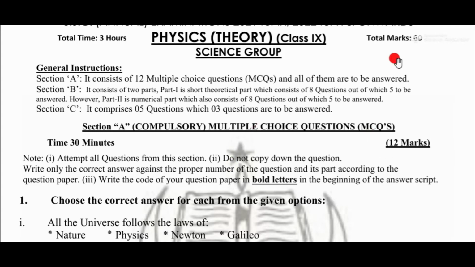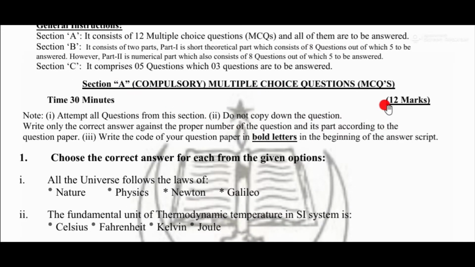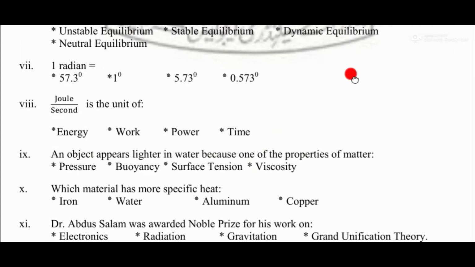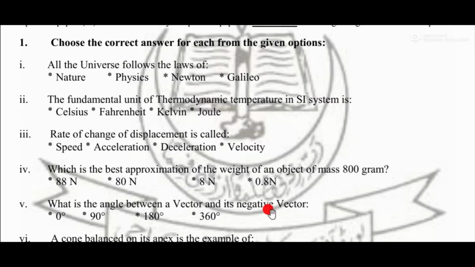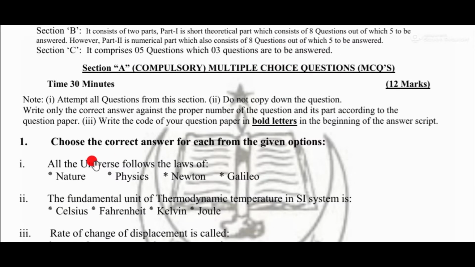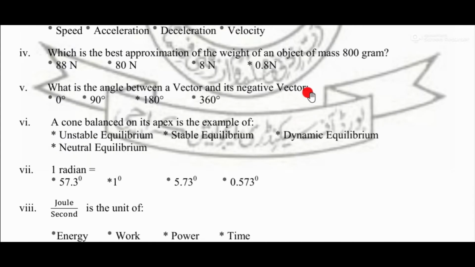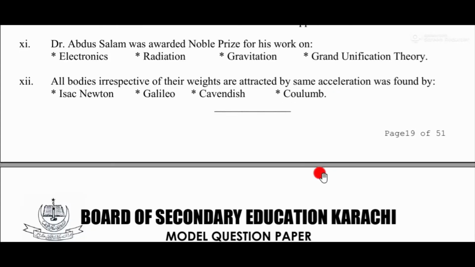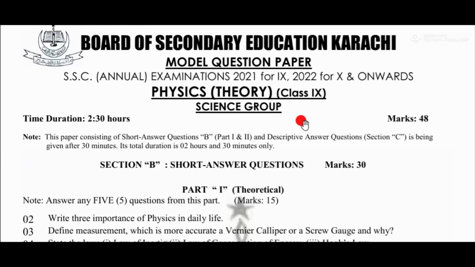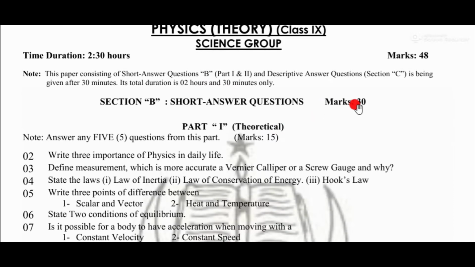Now the 60 marks are divided into these parts. Section A, 12 marks. Section A is the MCQs part, and there are 12 MCQs. Each MCQ is equal to 1 mark. Okay, and the total is 48 marks. You can attempt 48 marks from the subjective section, which is divided into section B and section C.